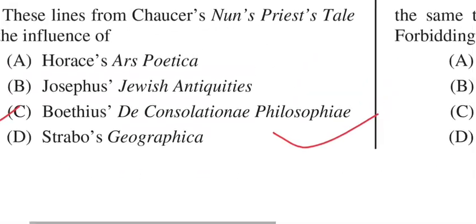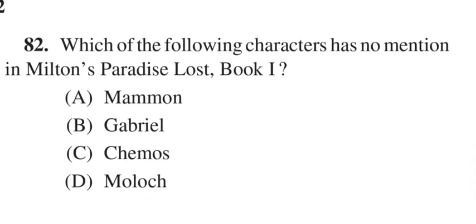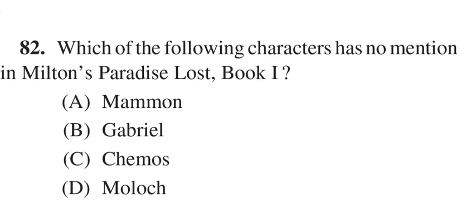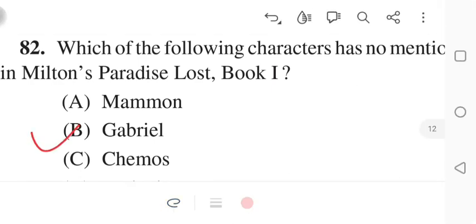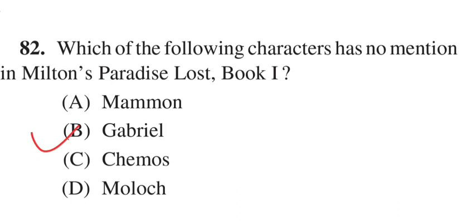Okay, next question we have is 82. It says, which of the following characters has no mention in Milton's Paradise Lost? I think you have read Paradise Lost. It has 12 books in total. You must know each book, each character, each plot. Which of the following characters has no mention in Paradise Lost Book 1? Mammon, Gabriel, Comus, Moloch. I think Gabriel. Let us find out. Yes, Gabriel is the correct answer. It was not mentioned. Other characters like Mammon, Comus, Moloch are mentioned and depicted there.